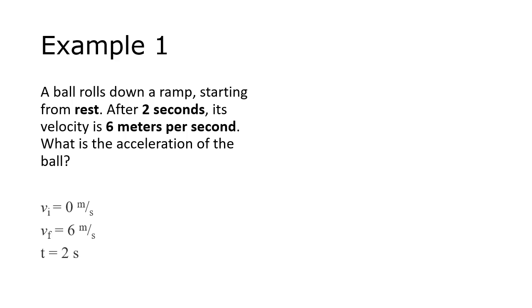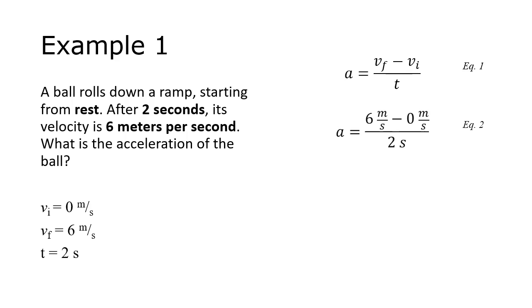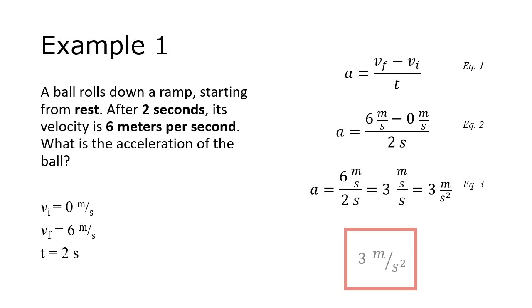Having read the problem, we know our knowns and unknowns, shown to the bottom left, and the equation we need, equation 1. Substituting in our known values gives us equation 2. From there, we simplify. 6 meters per second minus 0 meters per second is 6 meters per second, divided by 2 seconds is 3 meters per second squared. The average acceleration for the ball is 3 meters per second squared.